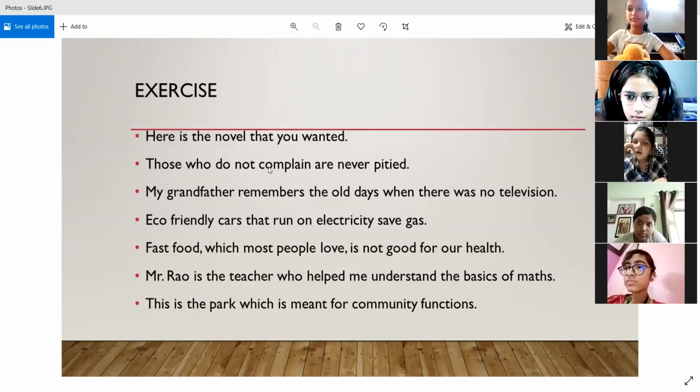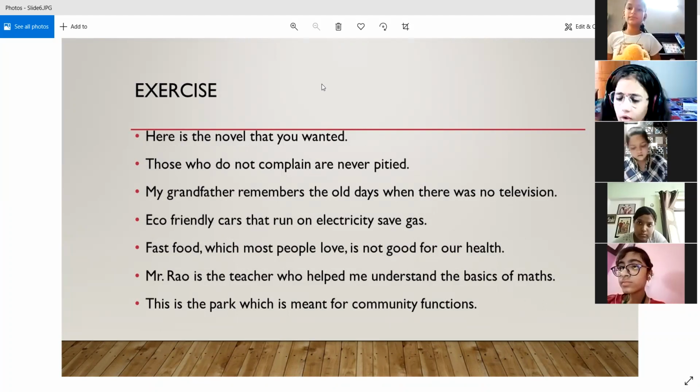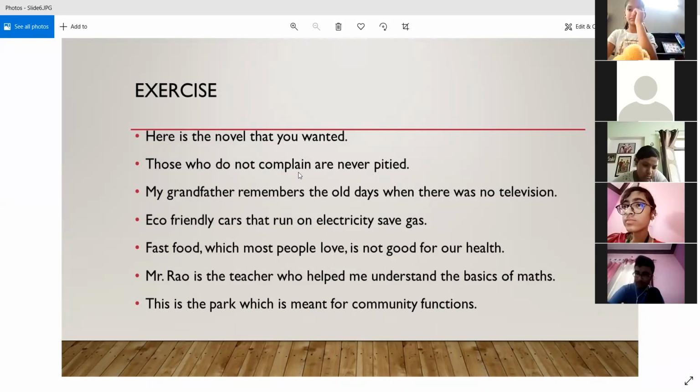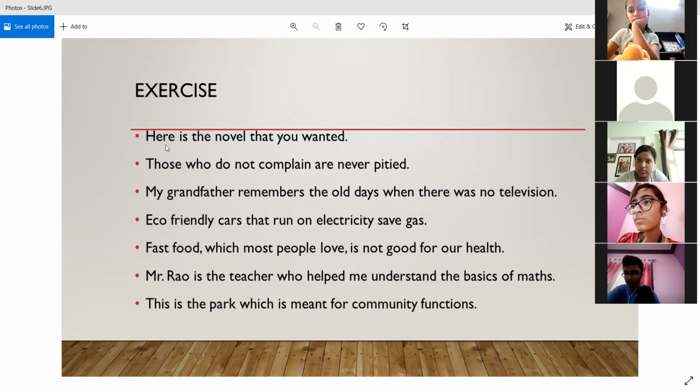All right. So what is happening over here? We are describing those people. So who are those people? The description is given: who do not complain, right? Because the question will be, who are those people who are never pitied? So the answer is who do not complain. So the "who do not complain" part is describing the "those." And if we take those also, see the distinction again. If we take this whole part, "those who do not complain are never pitied."